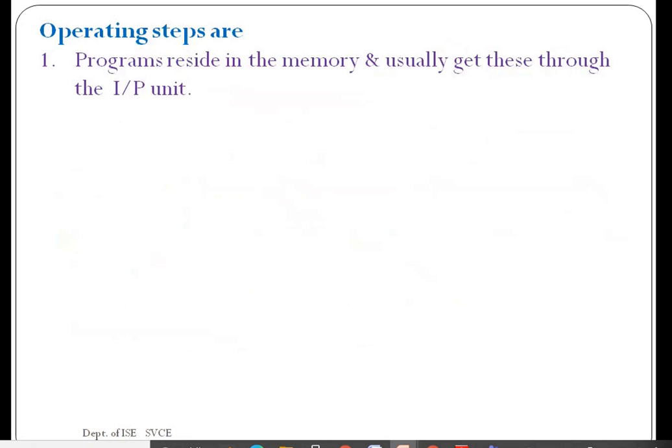So we'll understand the common steps that are involved in executing an instruction. Later we can take one example to understand how the connection, or the data transfer, takes place between the processor and memory. So these are the steps I am going to explain, and they are used commonly for all the instructions.